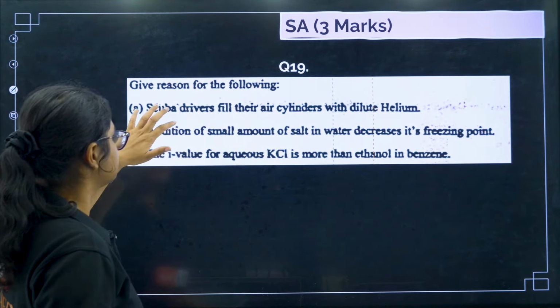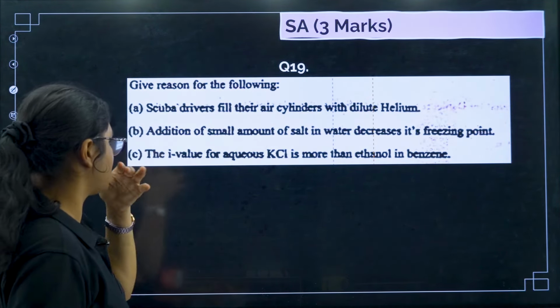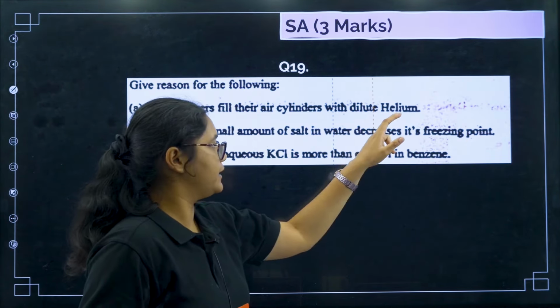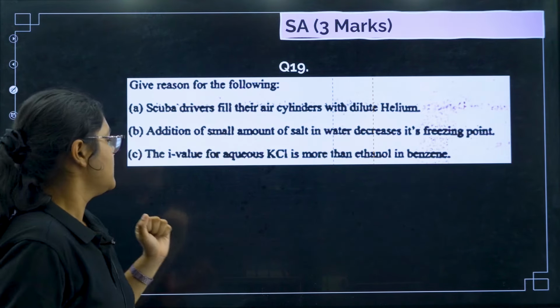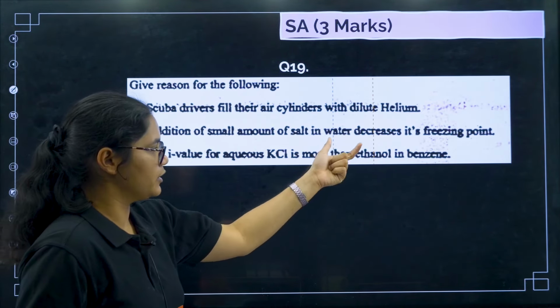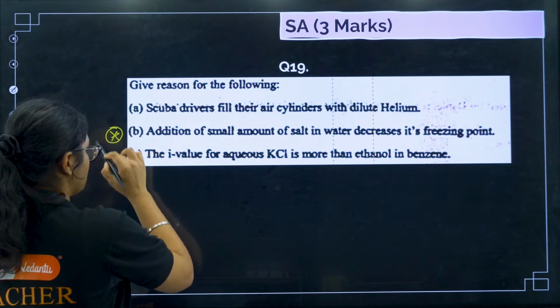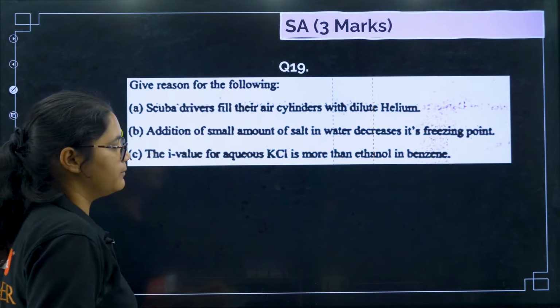Okay. Next, this was a question in some of the pre-board papers. I think it is already visible, I'll read it for you. Scuba divers fill their air cylinders with helium. So just now I discussed the whole thing. Next, addition of a small amount of salt in water decreases its freezing point. This is an important question. Next, the i value of aqueous KCl is more than that of ethanol in benzene.